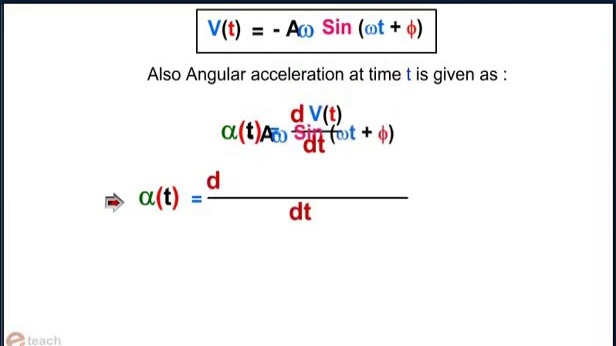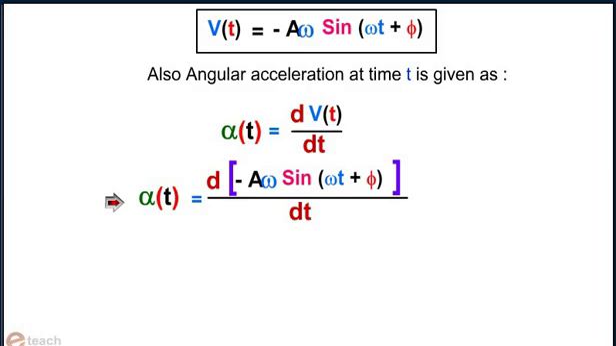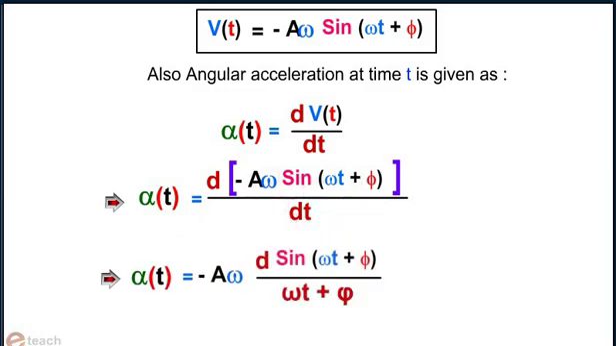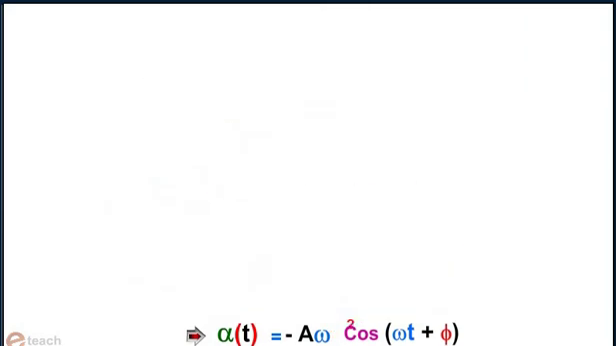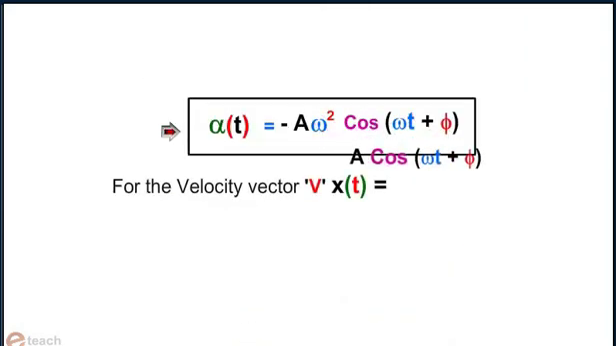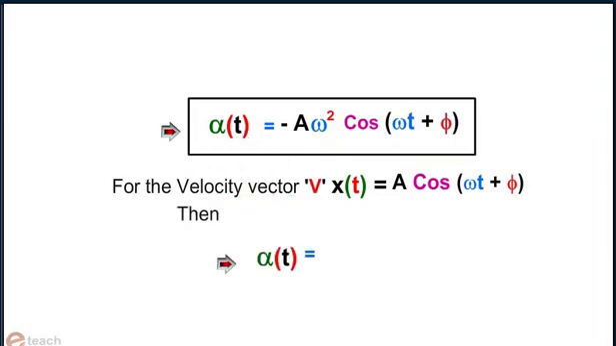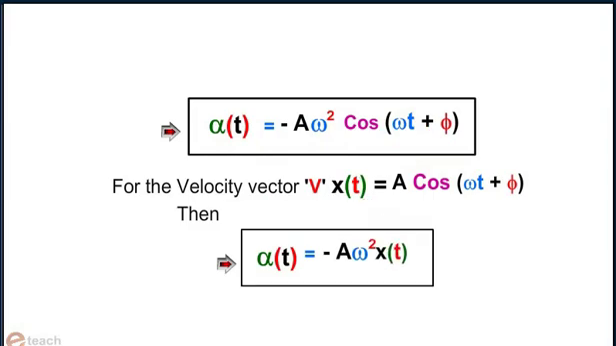Substituting the value of v(t), we get a(t) equals d of minus a omega sin(omega t plus phi) by dt. On solving, we get a(t) equals minus a omega d sin(omega t plus phi) by d(omega t plus phi) into d(omega t plus phi) by dt. Hence, a(t) equals minus a omega square cos(omega t plus phi). Since x(t) equals a cos(omega t plus phi), thus a(t) equals minus omega square x(t).